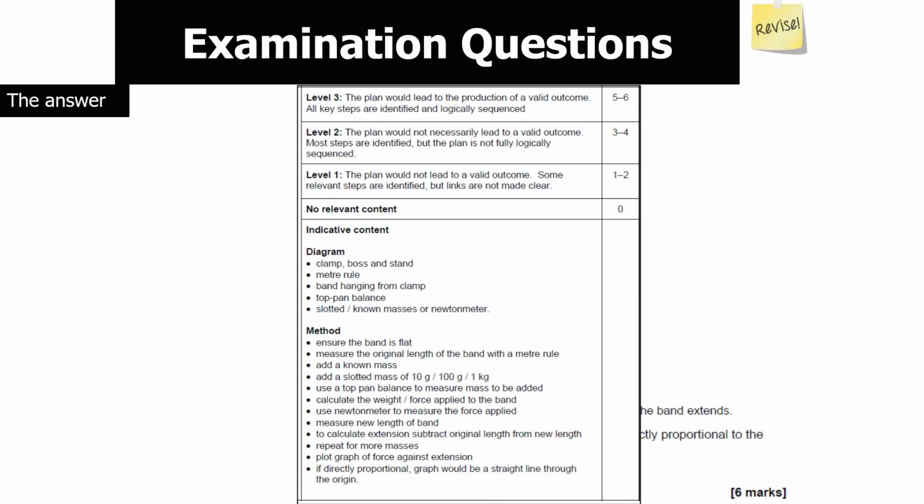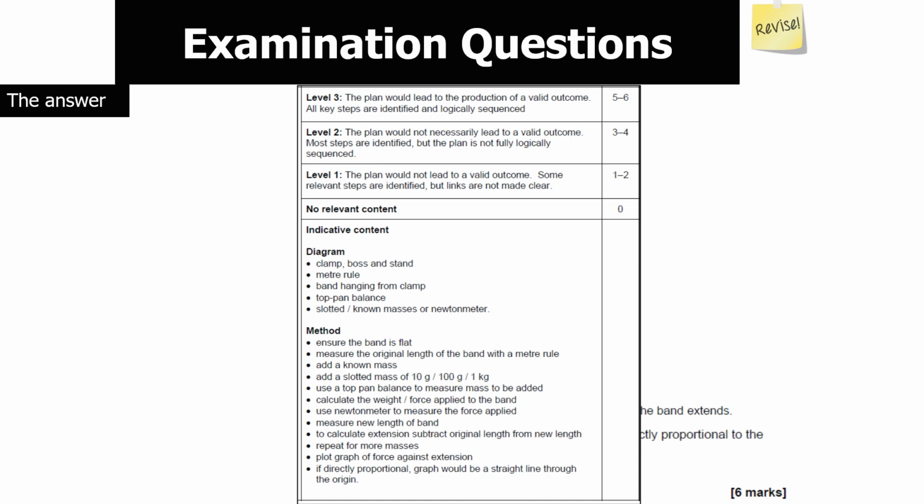So the first thing you'd do is ensure the band is flat. You'd measure the original length of the band with a meter ruler. It's important you always state the measuring devices that you will use. You would then add a known mass, so it could be a slotted mass, you could say 10 grams, 100 grams, a kilogram. You would then also use the top pan balance to measure that mass to make sure it's accurate. You can then work out what the force applied to the band will be by doing your mass times the gravitational field strength, or you could measure it by using a Newton meter.